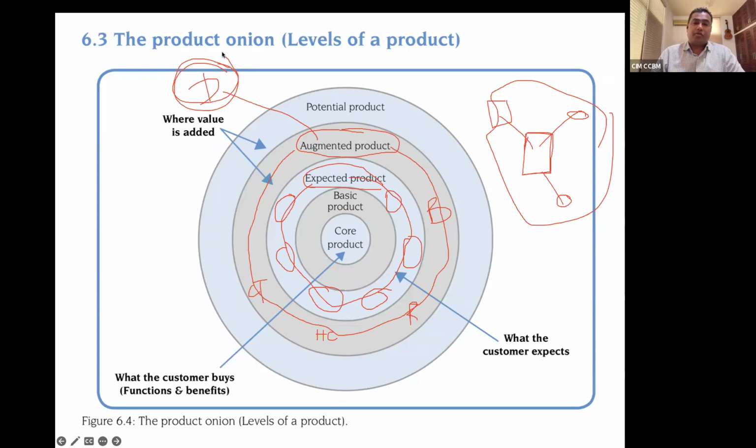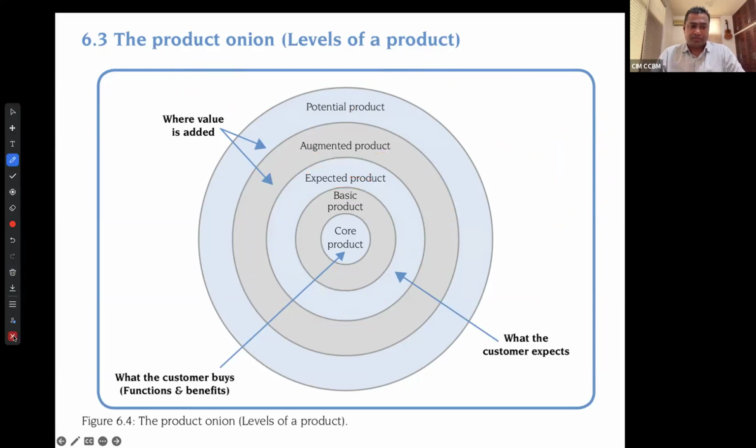And a potential product means the features and benefits that will be introduced in the future. Potential product. Potential means the future, right? So these are the 5 levels. You also have the 3 levels expanded into 5 levels of a product, or we call this a product onion.